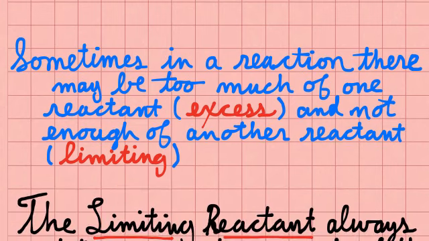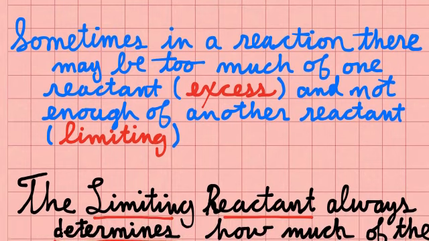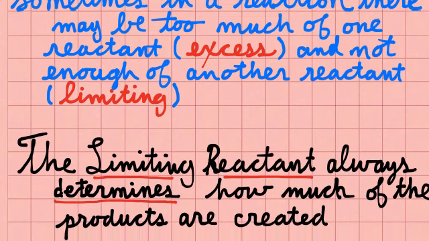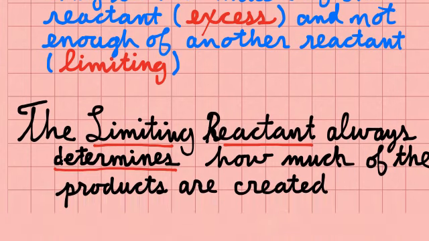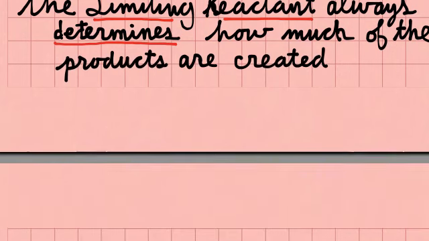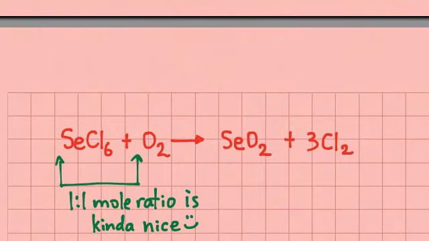Sometimes in a reaction, there may be too much of one, not enough of another. The one that's too much is excess, the one that's not enough is limiting. And the limiting reactant always determines how far the reaction will go. If I had more of the limiting reactant, indeed the reaction would continue.